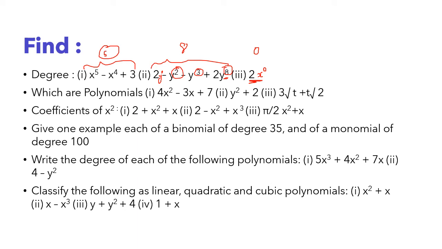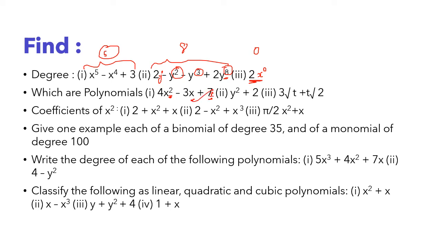Now, next one is we have to find which of these are polynomials. So here we are having questions like 4x to the power 2 minus 3x plus 7. If the variable's power is raised to a whole number, then we can call it a polynomial. So over here it is x to the power 2 and x to the power 1 and x to the power 0, which means it is a polynomial.